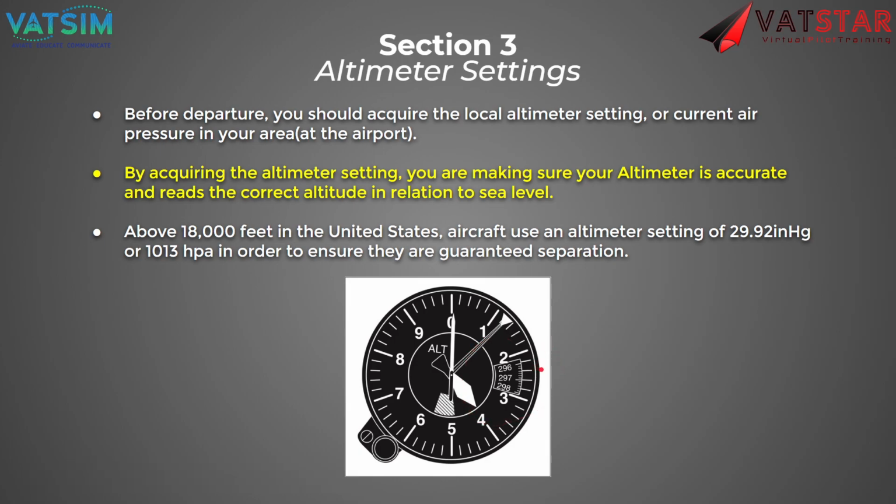So yeah, if you can't get your altimeter setting from the ATIS, set it to the field elevation, and that will pretty much keep you in line for your location. But by acquiring that altimeter setting, you're making sure your altimeter is accurate and reads the correct altitude in relation to sea level. Now, like I said in the last slide, above 18,000 feet in the United States, which is what we call transition altitude or transition level, aircraft use an altimeter setting of 29.92 inches of mercury or 1013 hectopascals in order to ensure they are guaranteed separation. Does that make sense to everybody? Yes.